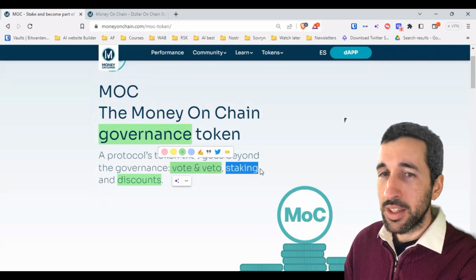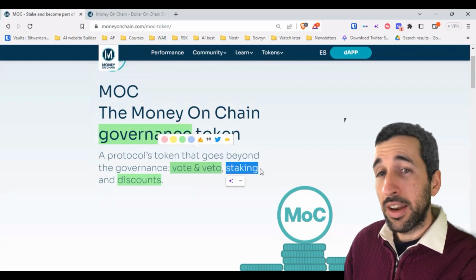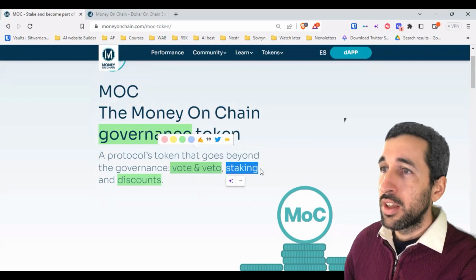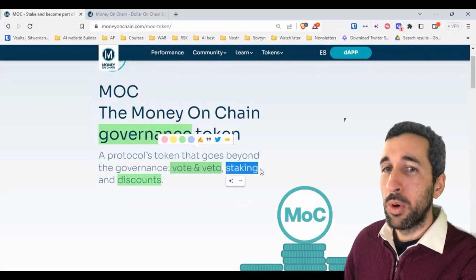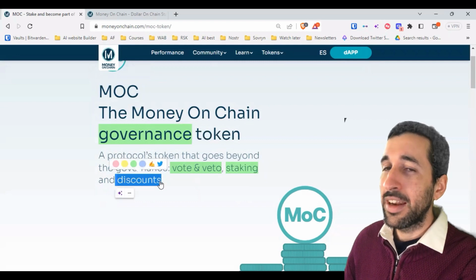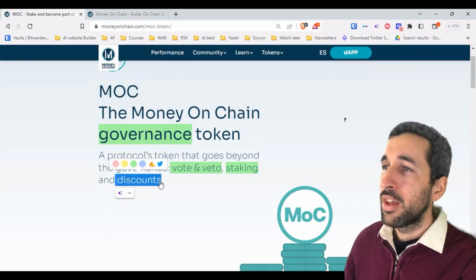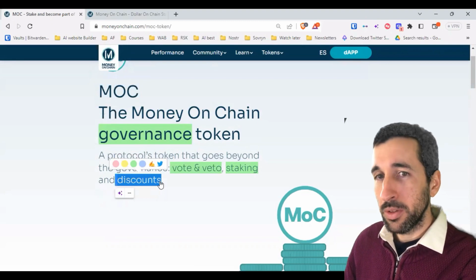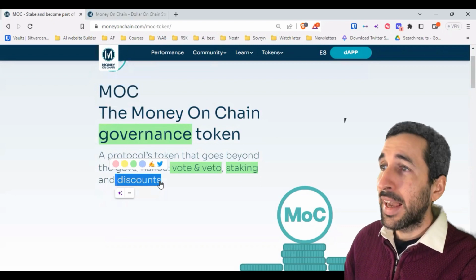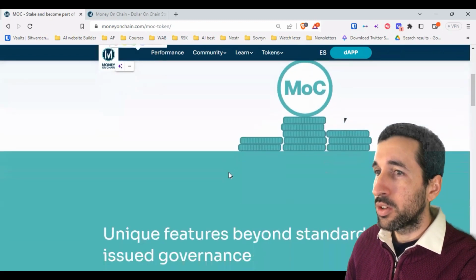You also get staking, which is a way for us to lock our tokens and earn passive returns in the form of more MoC tokens. And we can also use it for discounts. Anything that we do on the Money on-Chain platform, we have to pay a fee, and that fee we can pay with either Bitcoin or with MoC tokens. If we choose to pay with MoC tokens, then we pay less, so we get a discount, which is a pretty nice thing to have. Okay, we're gonna continue to explore.